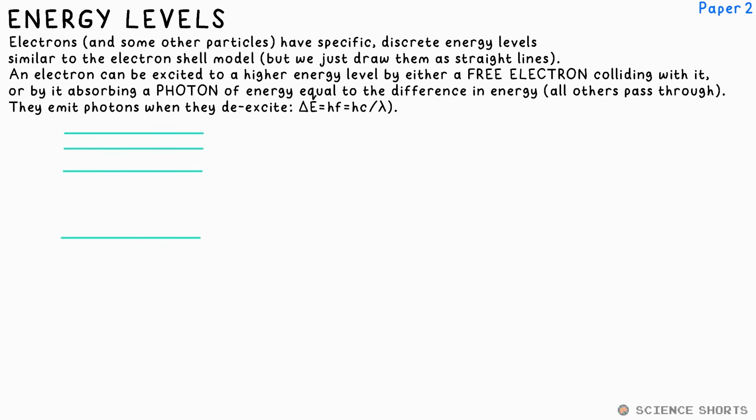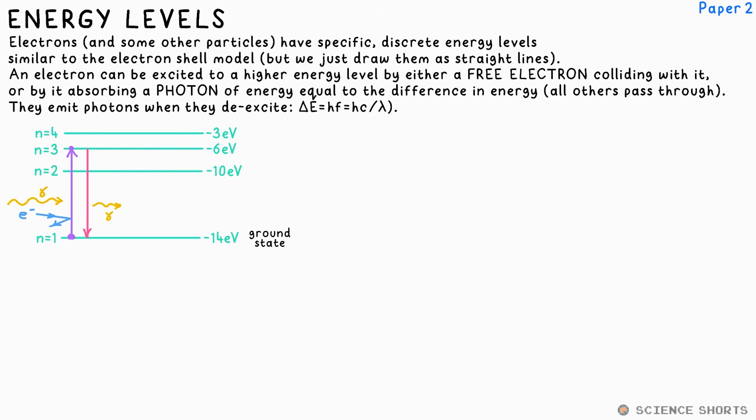Electrons in an atom orbit the nucleus at specific or discrete energy levels. N1 being the lowest energy level, or ground state we can call it, then N2, N3, etc. An electron can be excited or raised to a higher energy level either by another free electron colliding with it, giving it some of its energy, or by it absorbing a photon. However, in this case, the energy of the photon must match the difference in energy levels exactly, otherwise it will just pass through. Either way, after it's been excited, the electron will pretty much immediately fall back down to its ground state, emitting photons in the process.